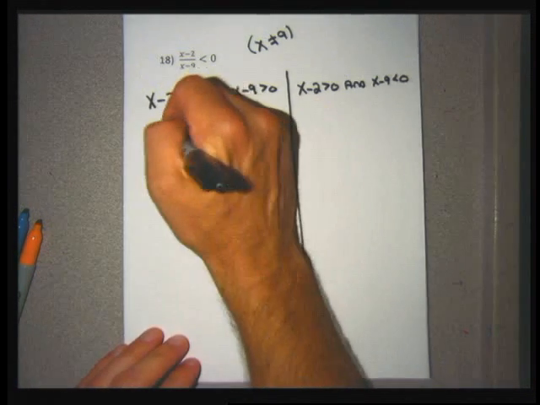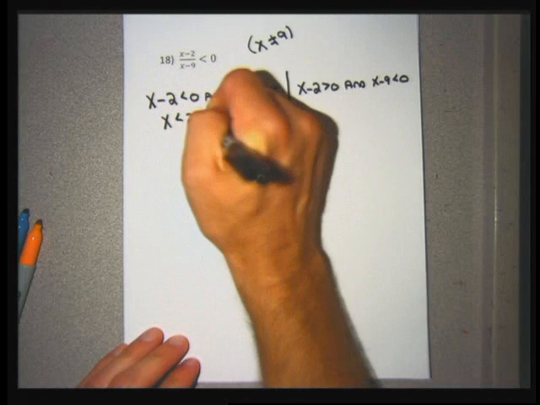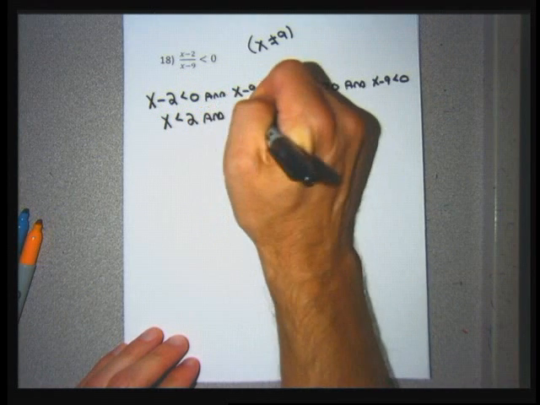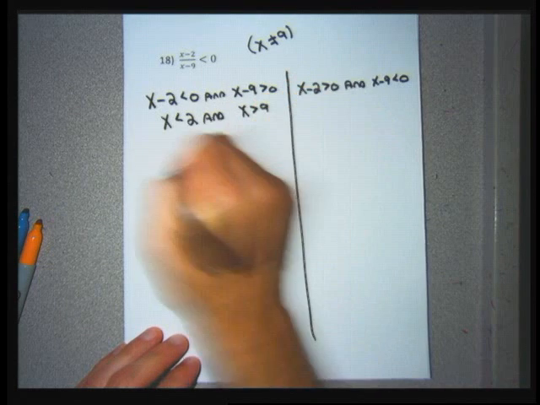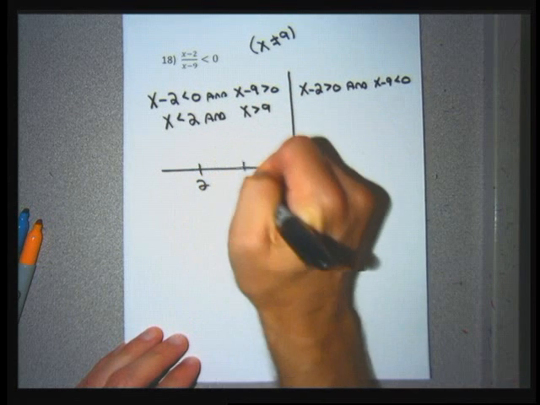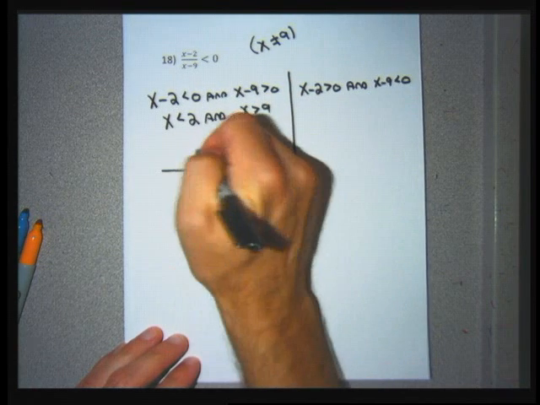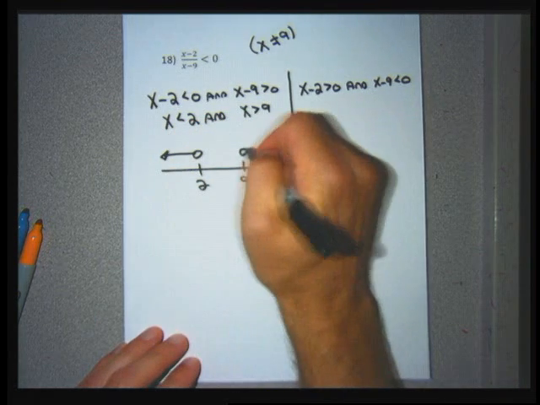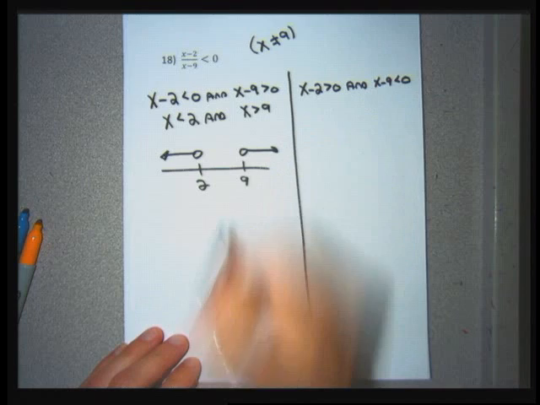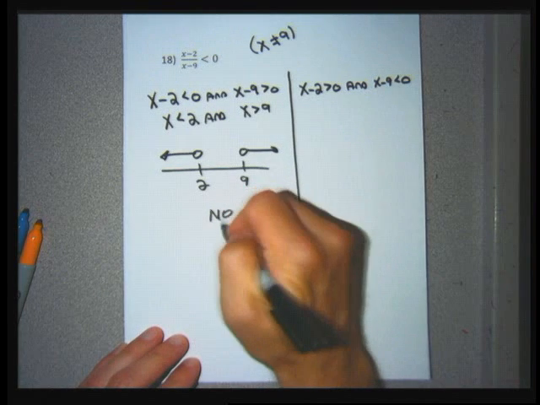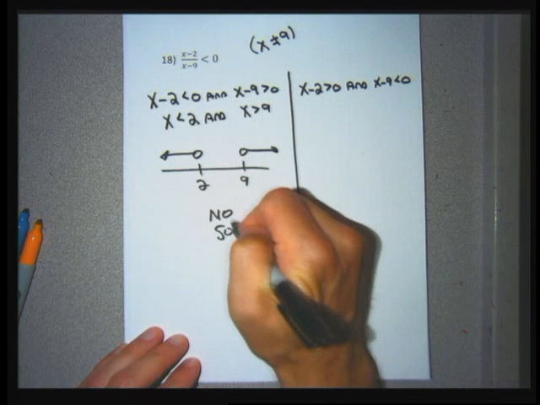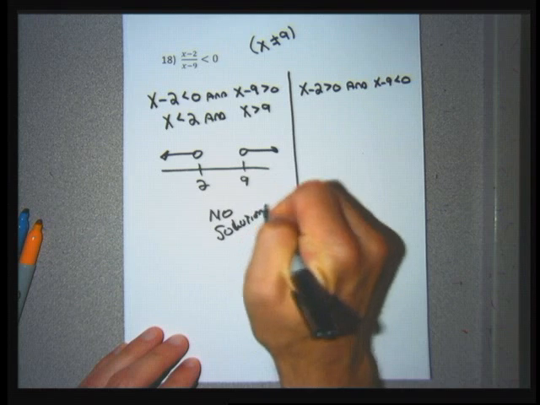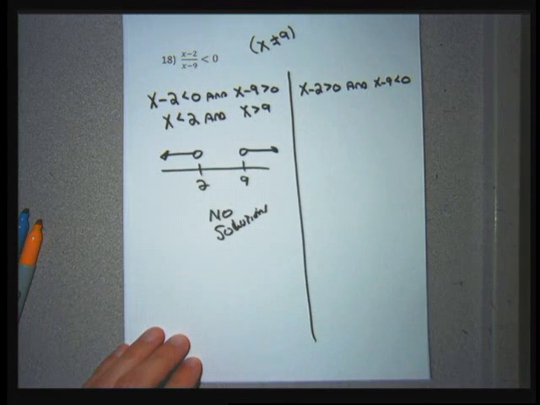The first one I get x is less than 2 and x is greater than 9. Find 2 and 9 on a number line. X is less than 2, left from 2, x is greater than 9, to the right of 9. This one doesn't give any part of my answer because there aren't any numbers that are less than 2 and greater than 9.